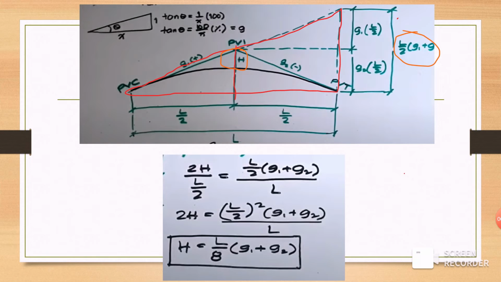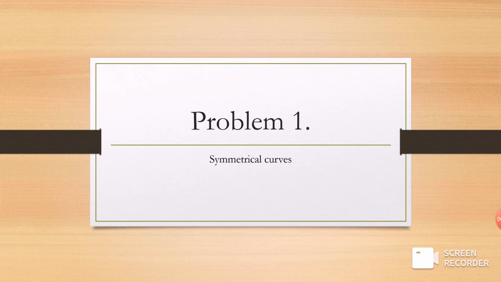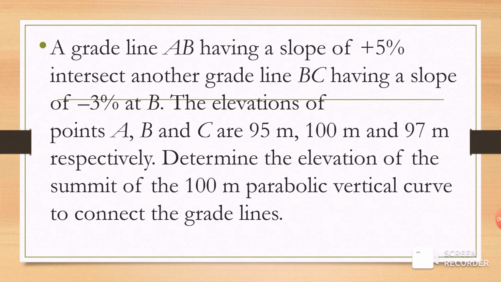So after this, we then move on to some examples and real-world applications of symmetrical curves. For a sample problem for a symmetrical curve: a grade line AB having a slope of positive 5% intersects another grade line BC having a slope of negative 3% at B. The elevations of points A, B, and C are 95 meters, 100 meters, and 97 meters respectively. Determine the elevation of the summit of the 100 meter parabolic vertical curve to connect the grade lines.